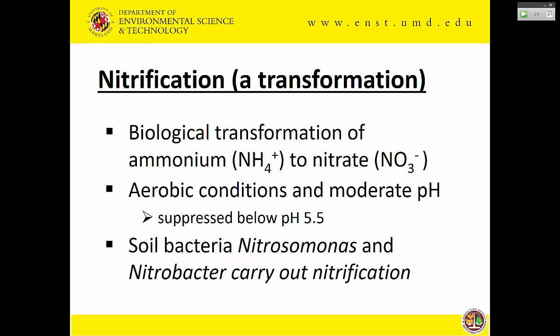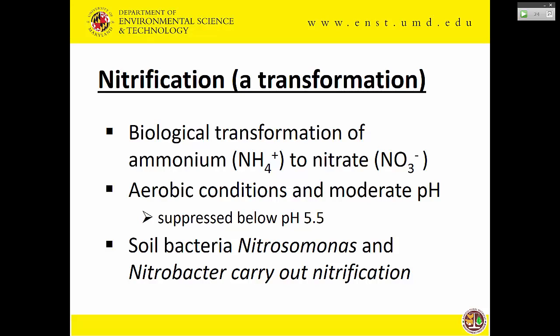Another process after organic nitrogen is converted to ammonia, and the next process that's extremely important, is nitrification. Nitrification is the conversion of ammonium to nitrate. For this to happen, as you can see, oxygen is involved. So the first thing that you need is a lot of oxygen. If there's no oxygen, this process is not going to happen. You also need the right pH, and we'll talk about how nitrification can reduce soil pH.